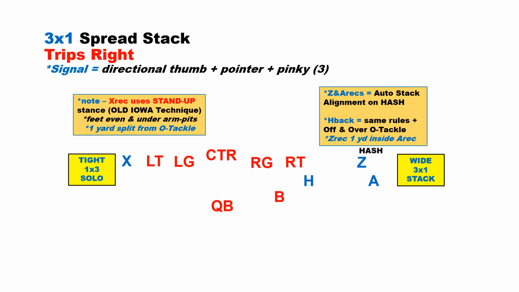We can then get into a 3-by-1, and again, just like our regular trio rule, the H will move over and is in off and over alignment. X still stays in that 3-foot split with the stand-up stance, and the Z comes into the stack inside the A.